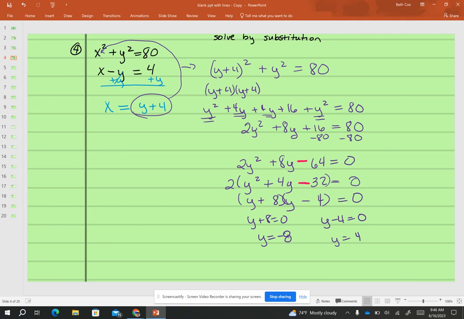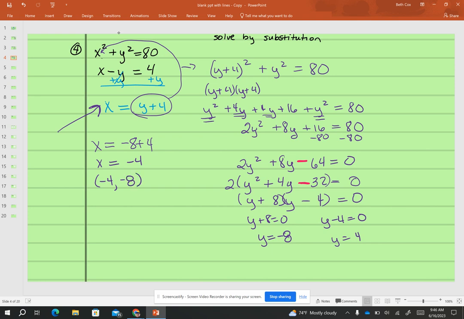So this is what y is, but now I need to know what x is, so we're going to plug it back in. We can plug it into this pretty blue equation here. So if y is negative 8, then x is going to be negative 8 plus 4. So x is going to be negative 4. So that produces the answer negative 4, comma, negative 8.